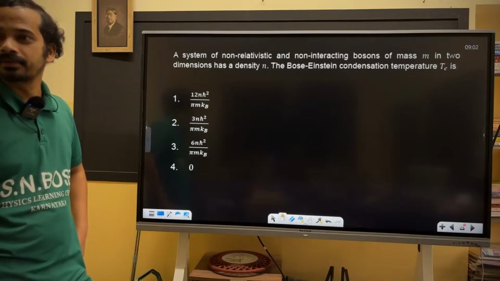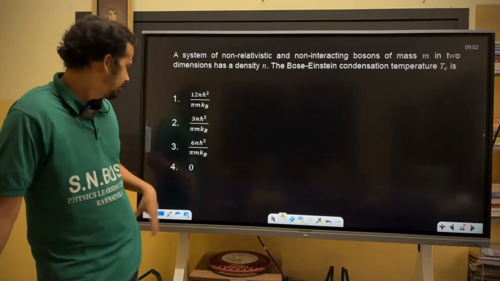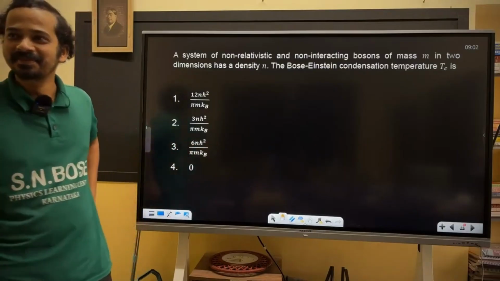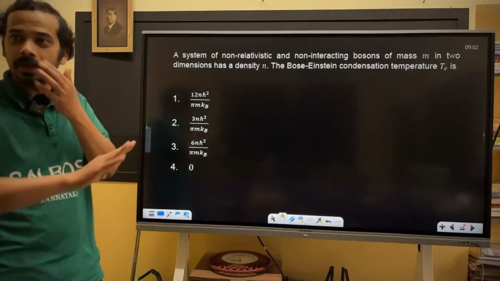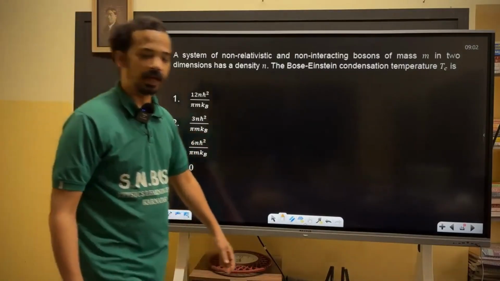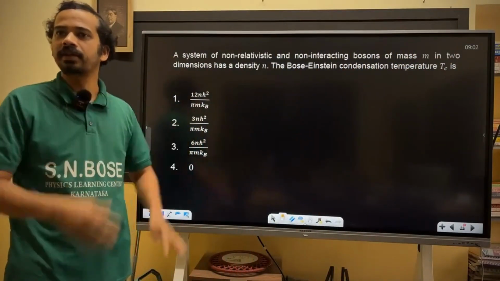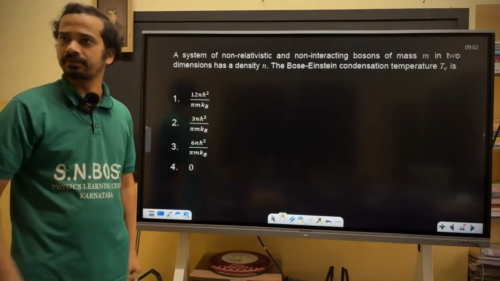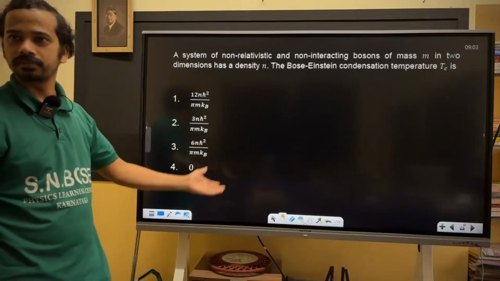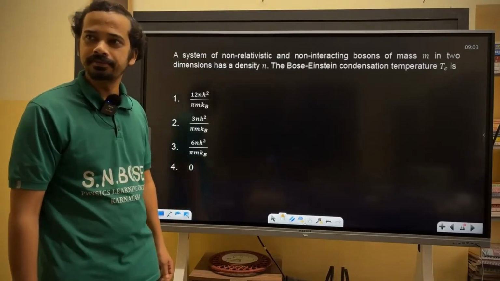That means it won't happen. It can happen at 0 Kelvin. At 0 Kelvin, all particles should go to the ground state only. 0 is the answer, and it's a 5 marks question. It won't happen at any finite temperature; it can happen only at 0 Kelvin. The idea is that at low temperature, suddenly all particles start accumulating in the ground state. That was the condensation, isn't it? That won't happen for this one. There is no temperature other than 0 Kelvin. Check this out.